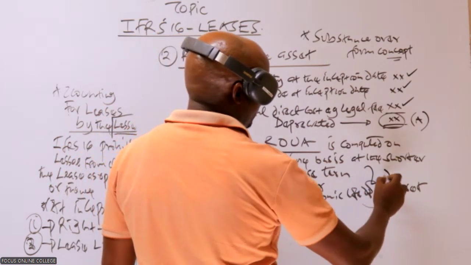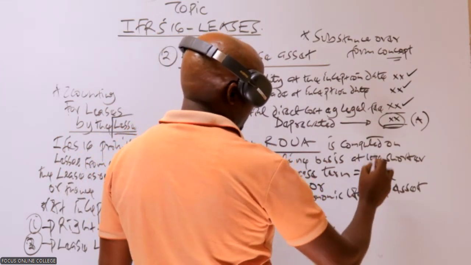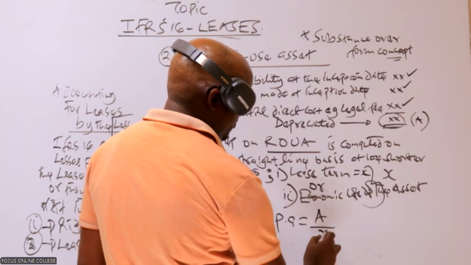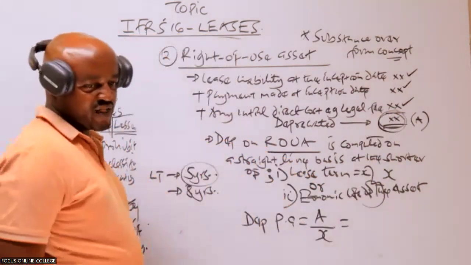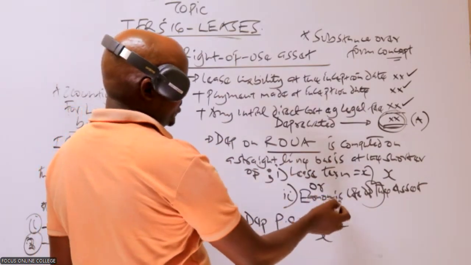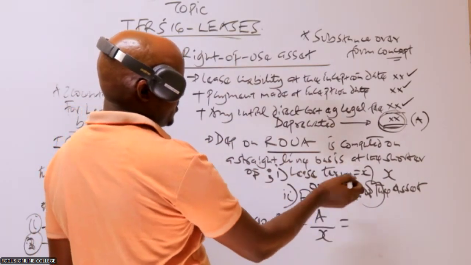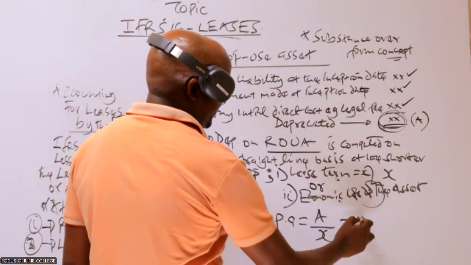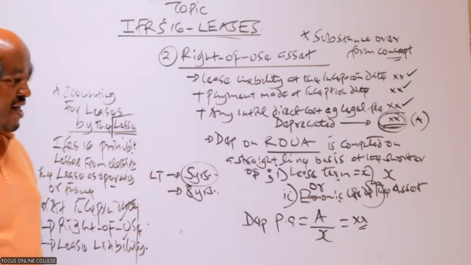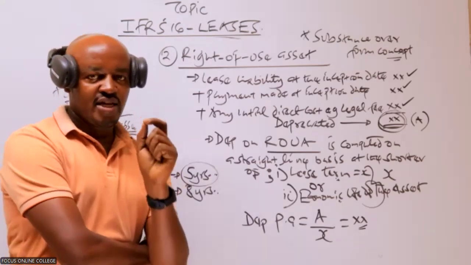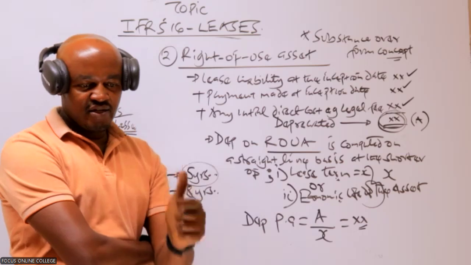Assuming the shorter of these two periods is this one, X. So you divide that with what? With X. So you have taken that value, which is the right of use asset, and then you have divided that with the shorter of these two periods, assuming this is X. So this now will give us the depreciation per annum. Therefore, those are the two items which the lessee has to recognize in his books of account.